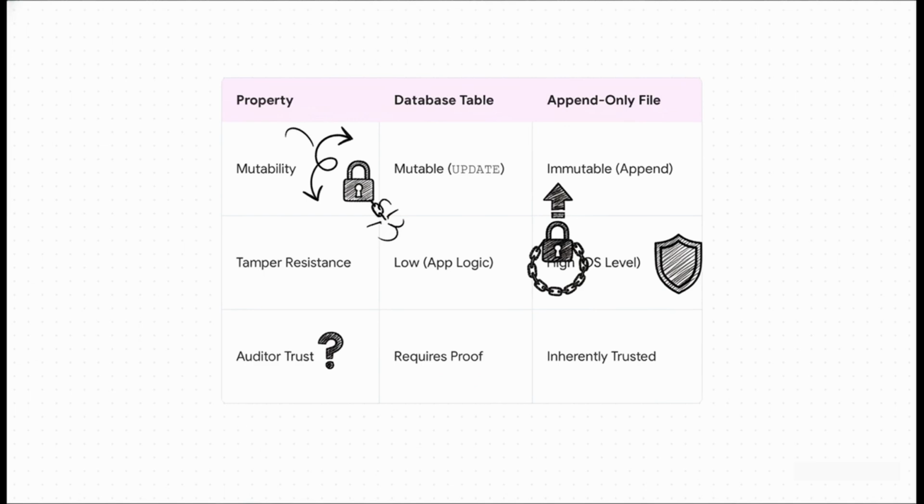Now look at the file column. It's immutable. It's append-only. And you can lock it down at the OS level, giving it super high tamper resistance. For an auditor, this is everything. One system needs justification, the other is inherently trusted.